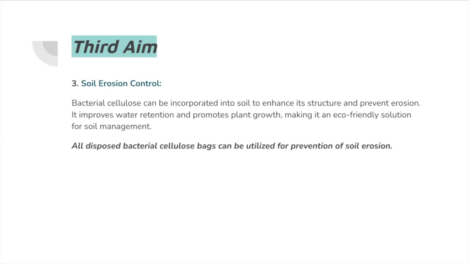Bacterial cellulose can be processed into mats or films that can be applied to the soil surface. These materials help protect the soil from the impact of wind and water, reducing the risk of erosion. Additionally, they can retain moisture, support the growth of vegetation, and gradually decompose, enriching the soil with organic matter. This research seeks to develop biodegradable erosion control products that are both effective and environmentally friendly.